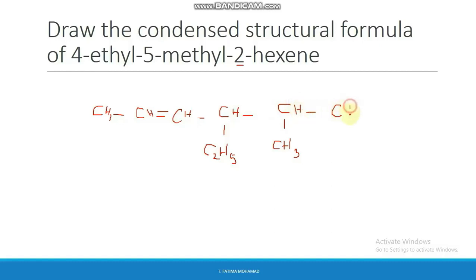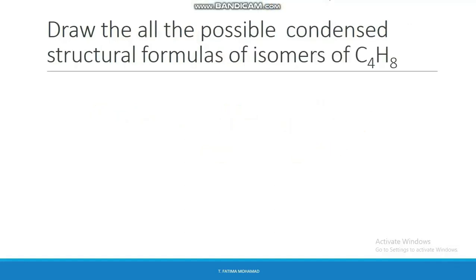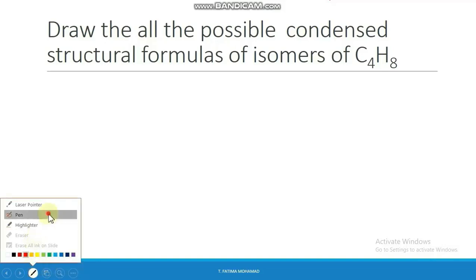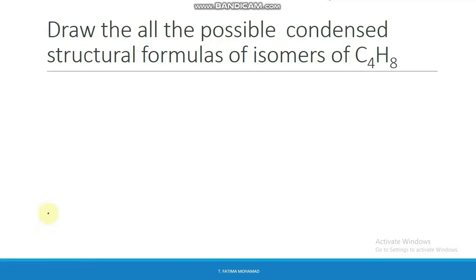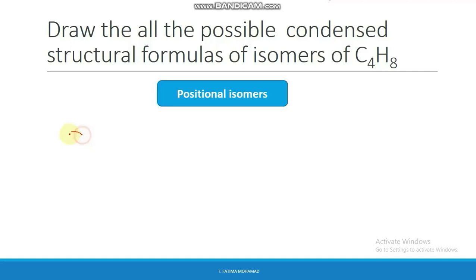1 and CH3. Okay, here we have a last application in our session today, which is draw all the possible condensed structural formulas of isomers of C4H8. Okay, so first, before writing and drawing the isomers, we should classify them into positional, skeletal, and stereo isomers. Okay, so let's first start with the positional isomers. So let's start with the first one.